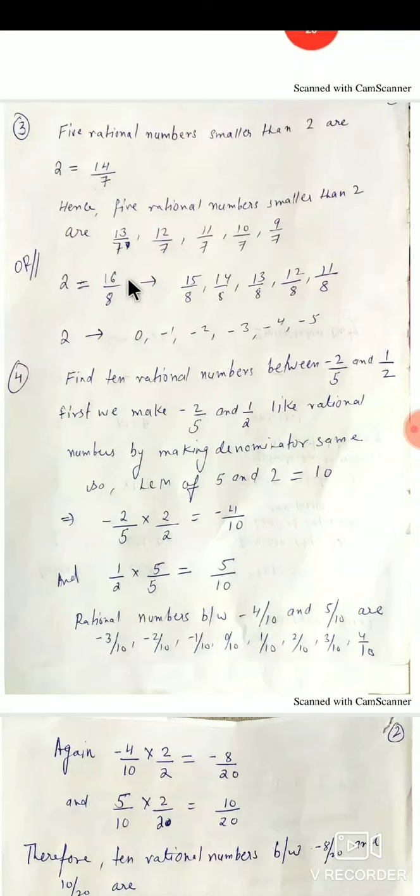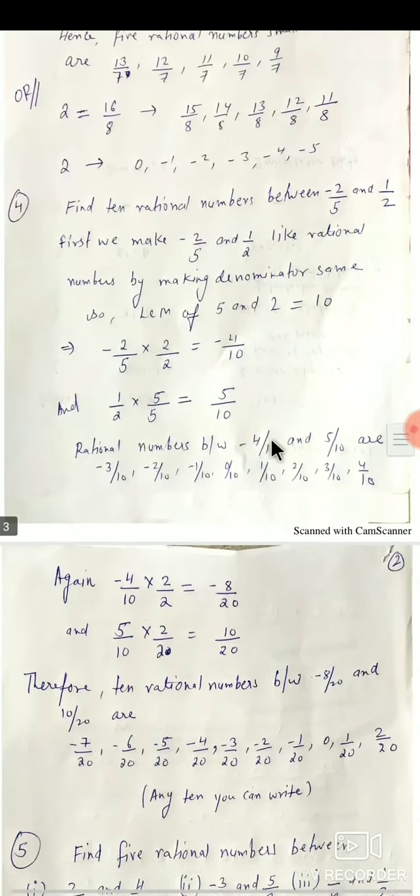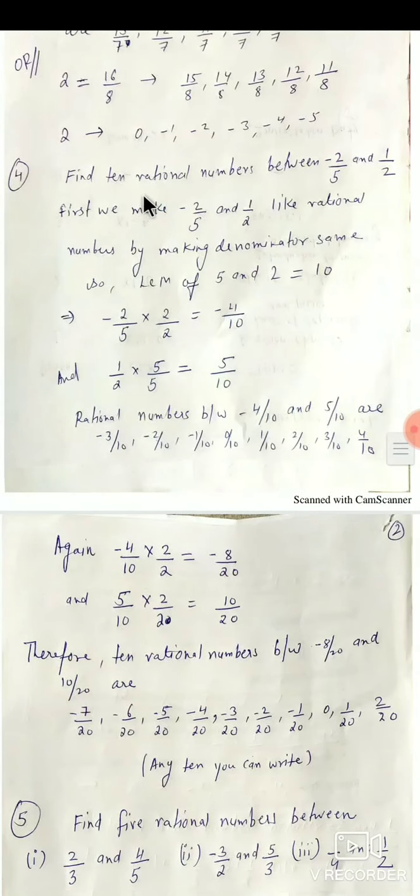Or I can write 2 in the form of 16 by 8. This is the other way of doing the answer: 15 by 8, 14 by 8, and so on. You can express this 2 in any form, but make sure that the denominator is more than 5, because if you take 5 or less, then you are not able to write 5 rational numbers. Clear? The next one is: find 10 rational numbers between minus 2 by 5 and 1 by 2.